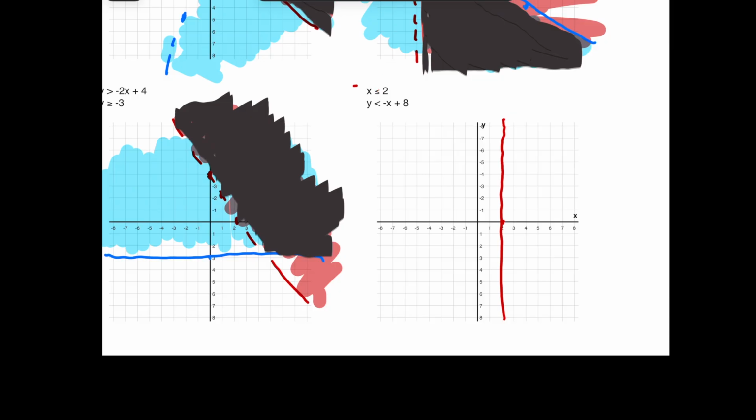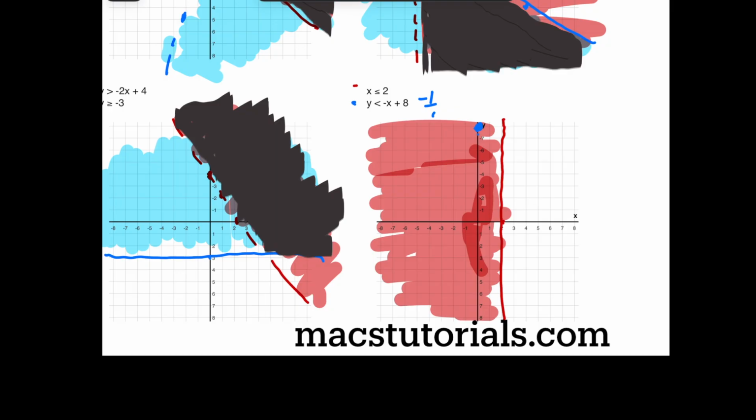And where are the x's less than or equal? Well, they're less than or equal over here, where the x's are over here. So I'm just going to shade on this side of the line. Okay? Sorry, it's a little messy. And then I'm going to now do my blue one, which is right here. I'm going to start at +8. And I'm going to go down 1 over 1, down 1 over 1, down 1 over 1, down 1 over 1, down 1 over 1. And this is going to be a dashed line.